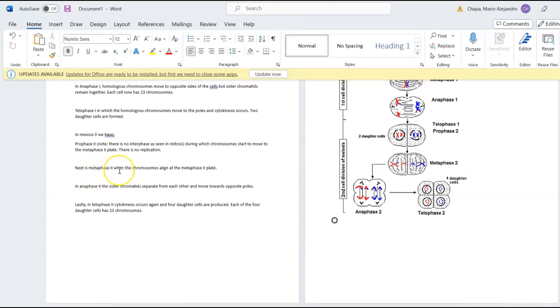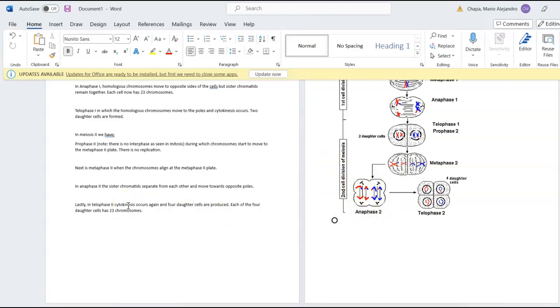Next we have metaphase 2, when the chromosomes align at the metaphase 2 plate. It's right here. Next, we have anaphase 2. The sister chromatids separate from each other and move towards opposite poles. That is this right here. You can see they start to separate.